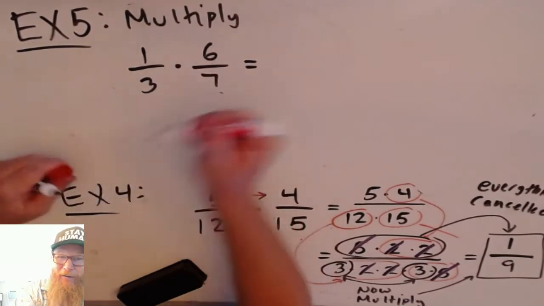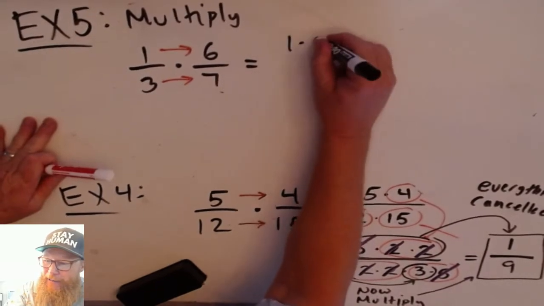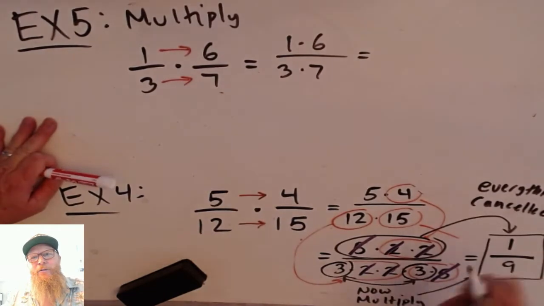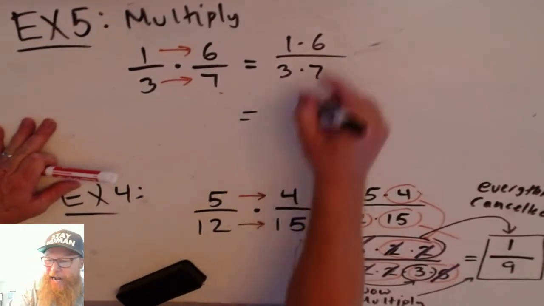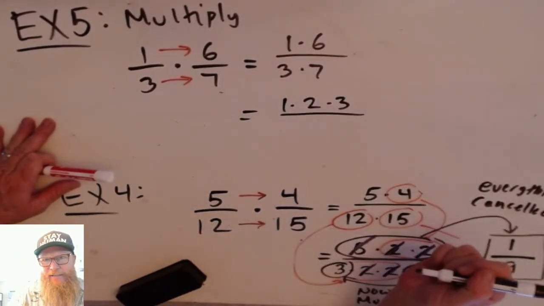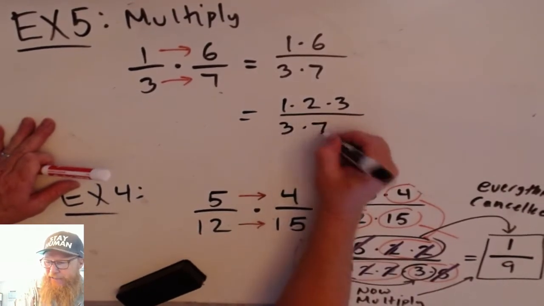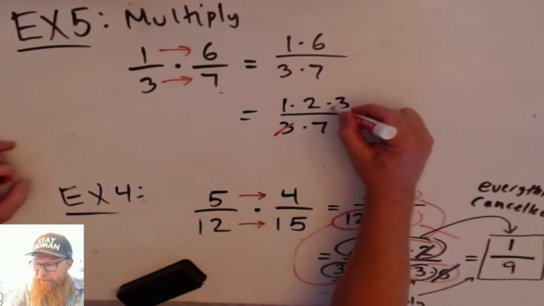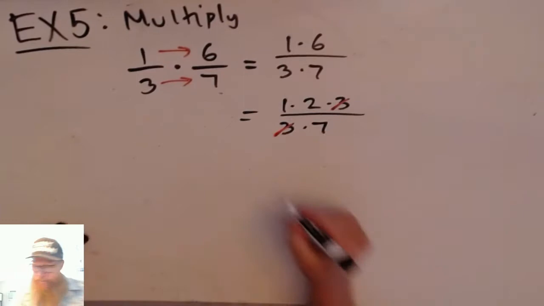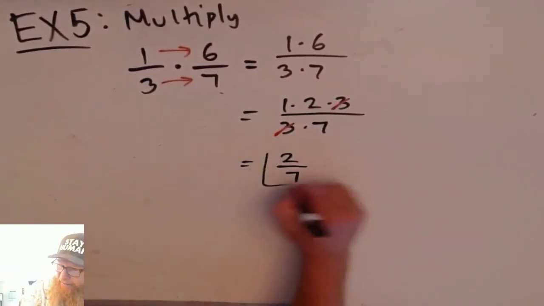Just multiply straight across. Don't actually multiply. Use prime factorization. I'm actually going to go down here. 1 times 2 times 3, that's the 6. You don't actually have to put the 1. And then 3 times 7. And then cross off the 3's. And now 1 times 2 is 2. And then the denominator is just 7. And so you get 2/7.